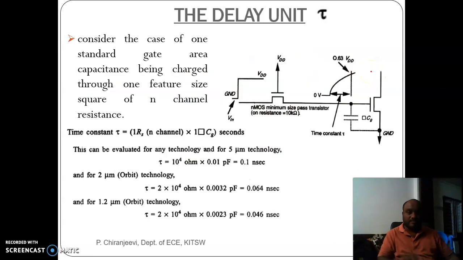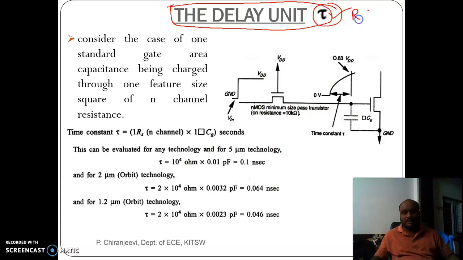Going into the details, just a quick review of what we have done in our previous class. The delay unit, otherwise called the time constant, represented as tau, is R into C, the product of R and C. This example we took in the previous class: a standard unit of capacitance being charged through a sheet resistance consisting of an NMOS transistor. So the time constant, or delay unit, is calculated as sheet resistance multiplied by the standard unit of capacitance.